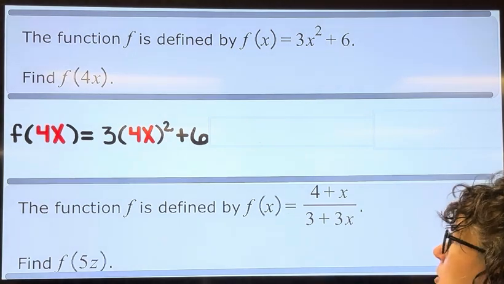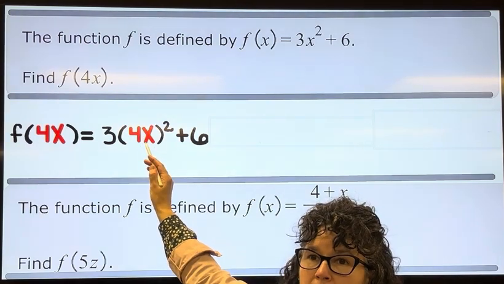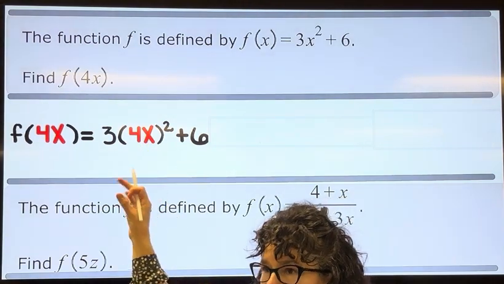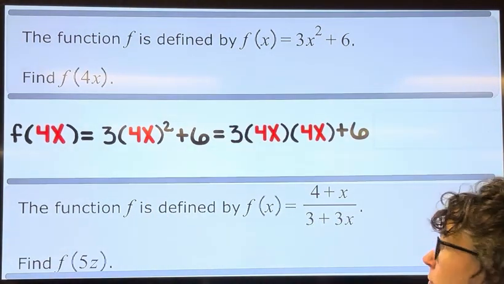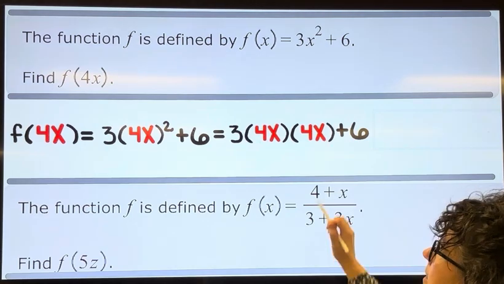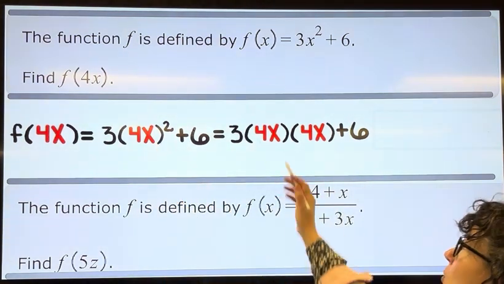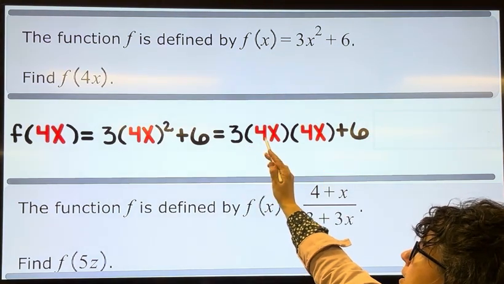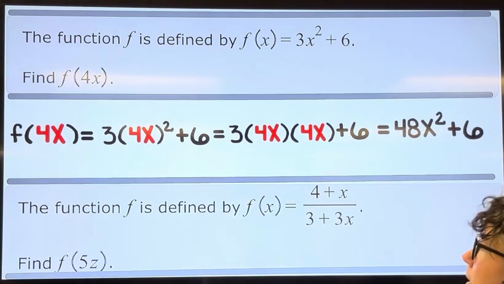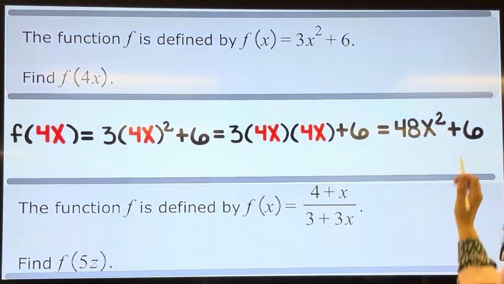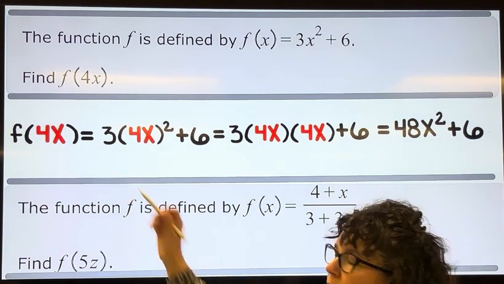Okay, next we want to do a little bit of simplifying. So exponents: 4x multiplied by 4x. That's 4 times 4 times x times x, so that's 16x squared. Then I multiply 16x squared times 3, or another way is to just expand and do 3 times 4 times 4 times x squared, however you want to look at that. I end up with 48x squared plus 6, and we've evaluated f of 4x.